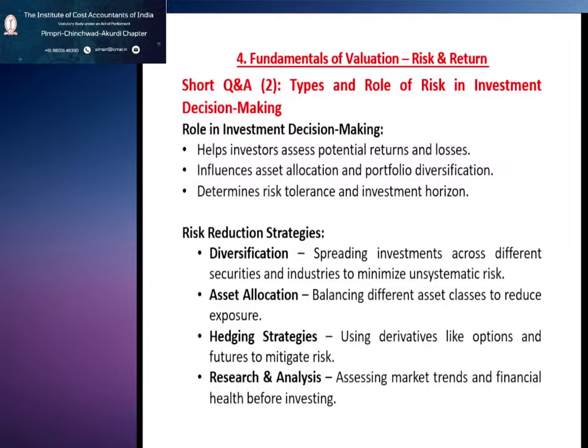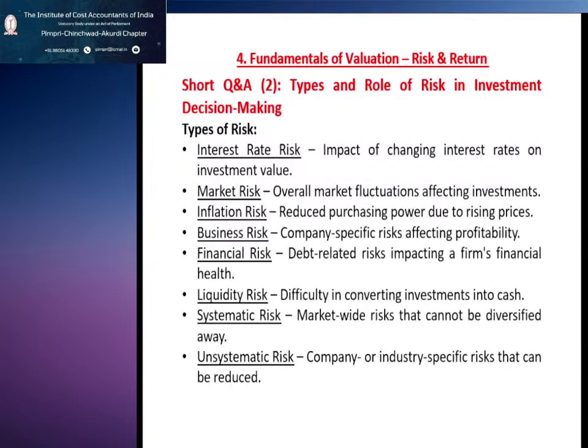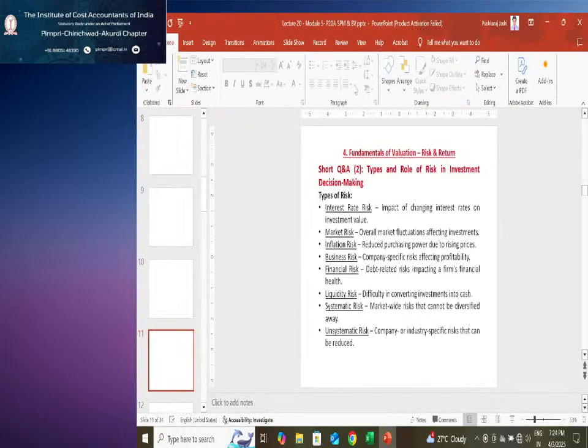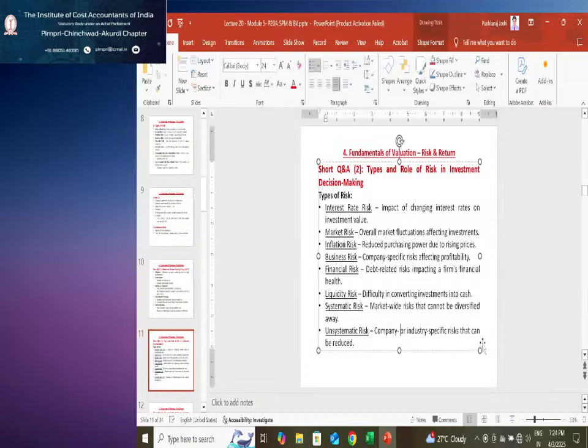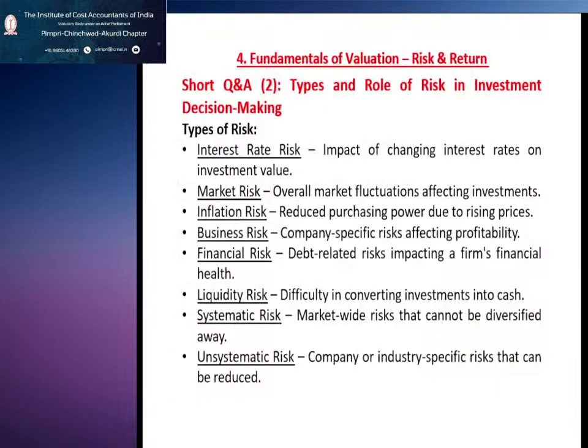So the risk reduction strategies involve diversification. That's the key of the modern portfolio theory. So, spreading investments across different securities and industries to minimize the unsystematic risk. So what is the unsystematic risk? Company or industry specific risks that can be reduced. So unsystematic risk can be mitigated or reduced by way of diversification.